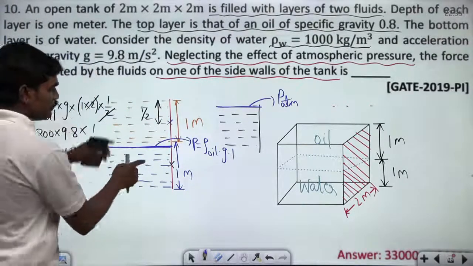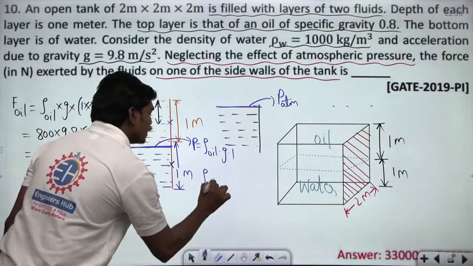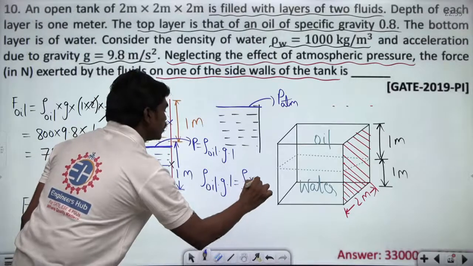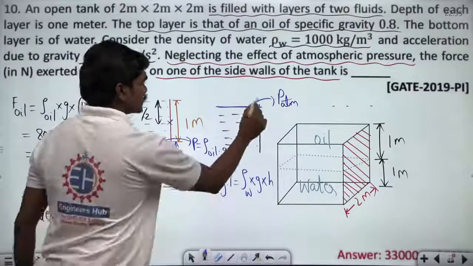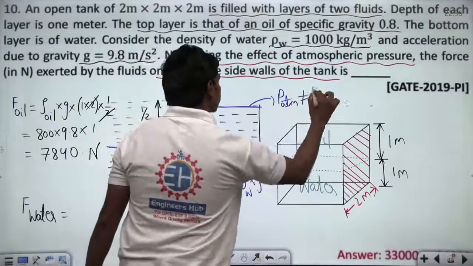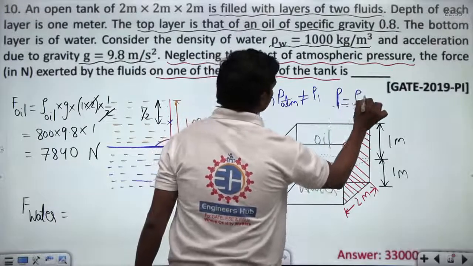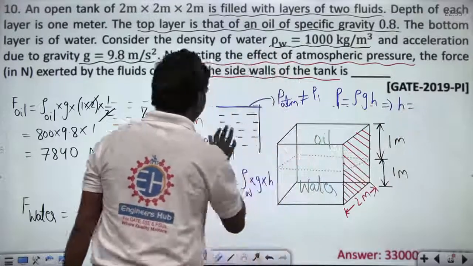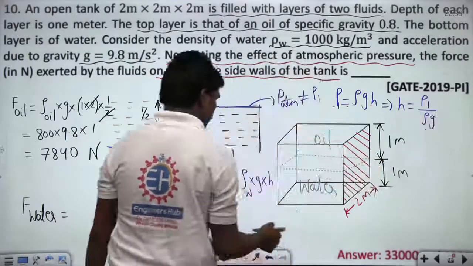So if you convert this oil head into water head, then density of oil into g into 1 will be equal to density of water into g into the height of this water head. I told you clearly, whenever there is some pressure P1 which is not atmospheric, write P1 is equal to rho g h and calculate the height of the same fluid column above this as P1 by rho g, correct? This is the analysis that you get.